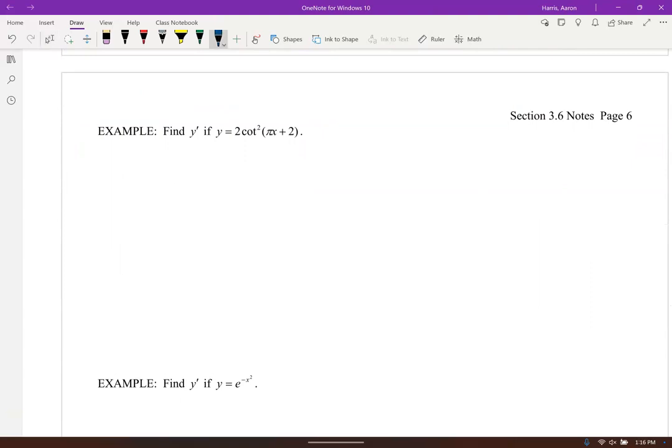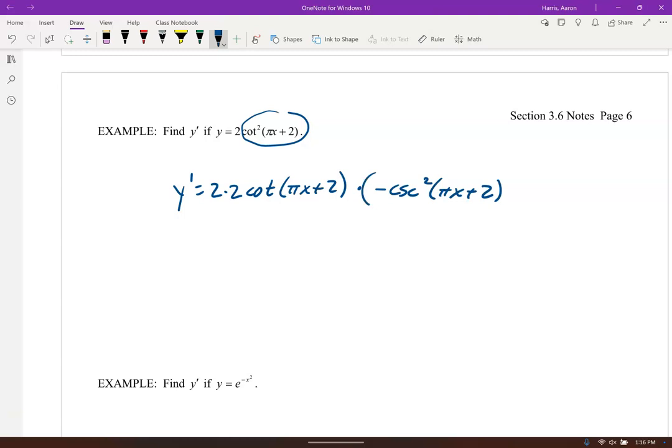Y is 2 cotangent squared. So y prime would be 2 stays there. And then this is power rule. So I'm going to take cotangent squared, so 2 goes in front. Now it's the cotangent of that. And then I'm taking the derivative of the cotangent. Well, derivative of the cotangent is negative cosecant squared of that. And then I'm taking the derivative of pi x plus 2, which is just pi.